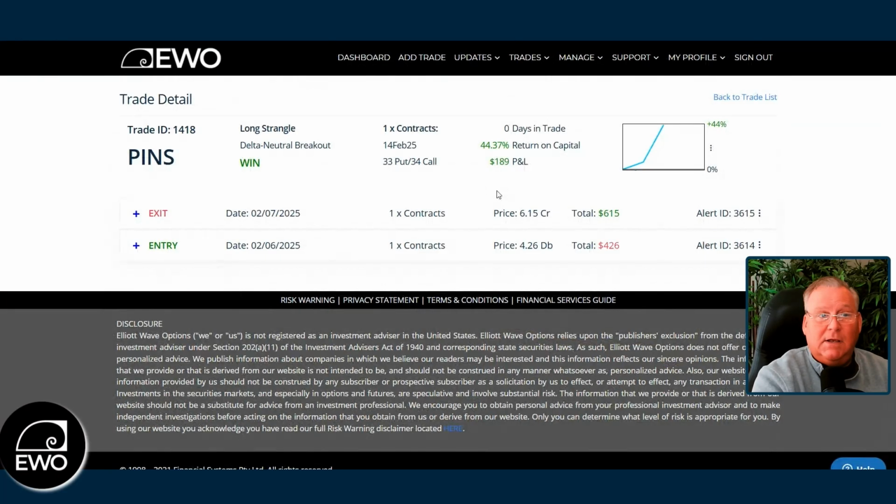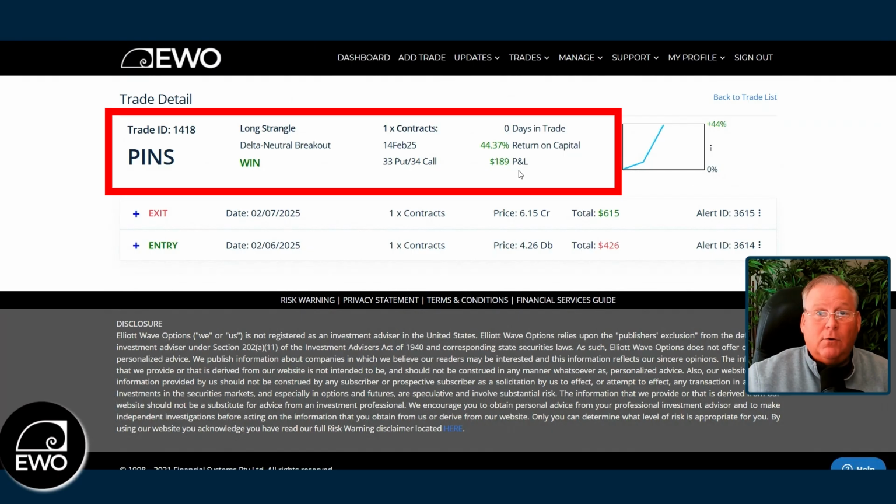And what that results in was a $189 profit per strangle. So if you were dealing with a bigger account, maybe you did 5 of these or 10 of these or whatever, and you multiply that 189 times that number. This was a 44.37% return on risk in just one day. So going into earnings, we were looking for that breakout. We got it with Pinterest, a big jump over 20%, profiting 44% on the exit in just 24 hours.